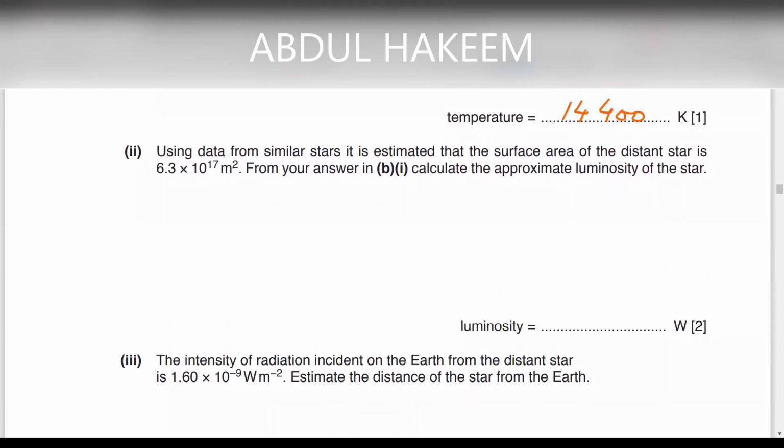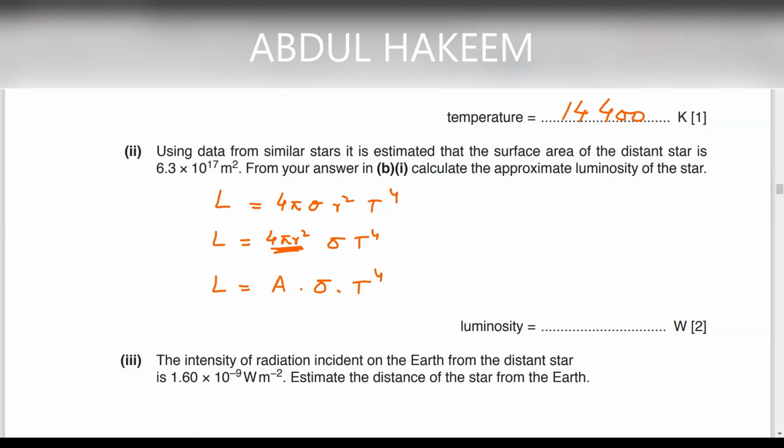And the next, using the data from the similar star, it is estimated that the surface area of the distant star is 6.3 into 10 power 17. From your answer, calculate approximately the luminosity of the star. So look, Stefan-Boltzmann's law is luminosity is equal to 4 pi sigma r squared T to the power 4. And then luminosity is equal to 4 pi r squared, so this is the surface area, times sigma T to the power 4. So luminosity is equal to area, Stefan-Boltzmann constant, T to the power 4.